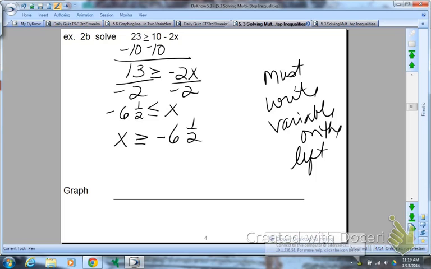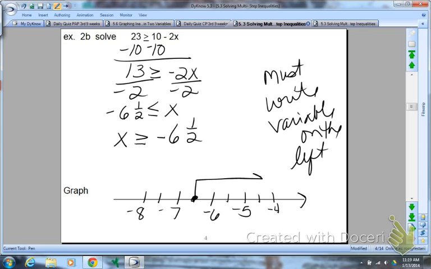When I go to graph it, what am I going to count by on my number line? Halves. Okay, so negative 6.5 is right here, closed circle, and include all values that are greater than negative 6.5, which goes to the right. Okay, so be very careful about your inequalities. We had to kind of flip it twice, per se. Any questions on that one?